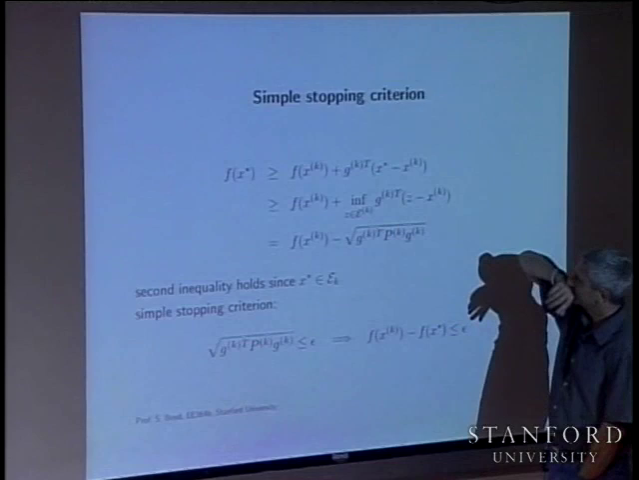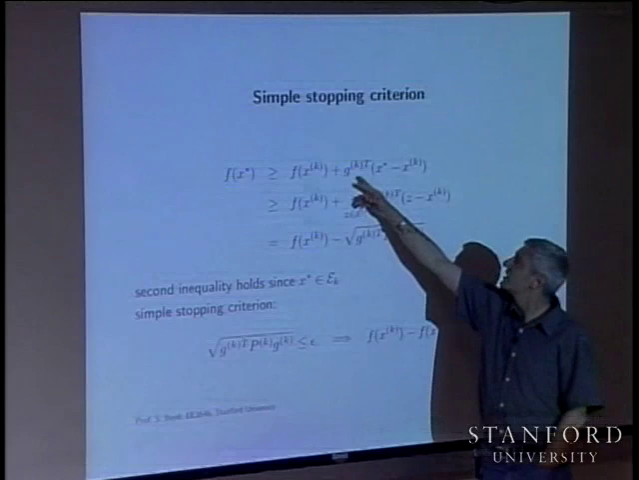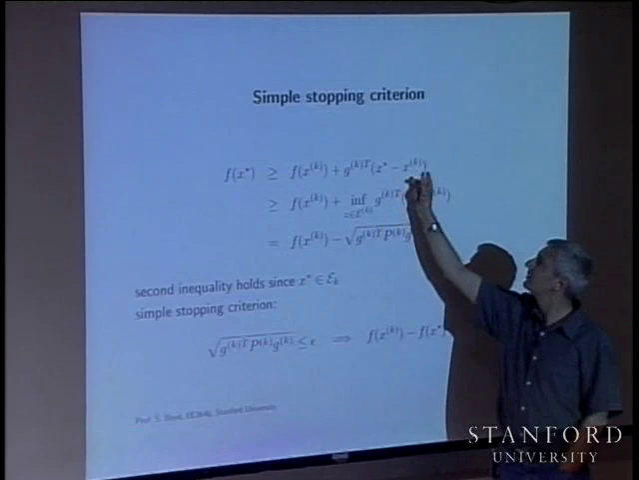X star is in this ellipsoid. That's the whole point of the ellipsoid, right? The ellipsoid is a localization region. Therefore, this thing has to be bigger than or equal to the infimum of this linear affine function here over the ellipsoid, like that. It just has to be.